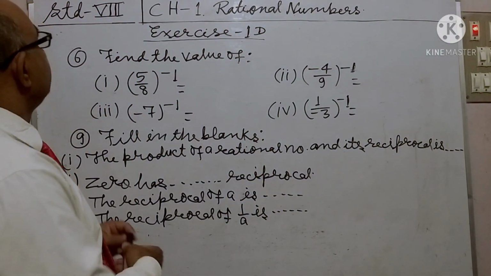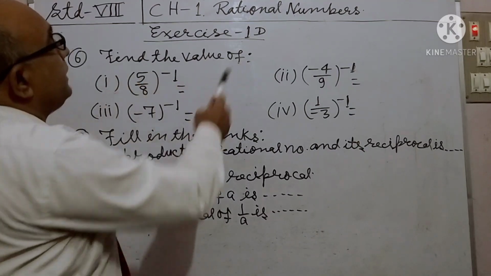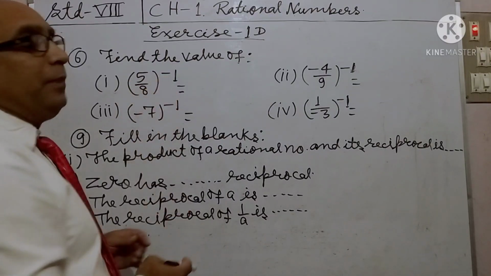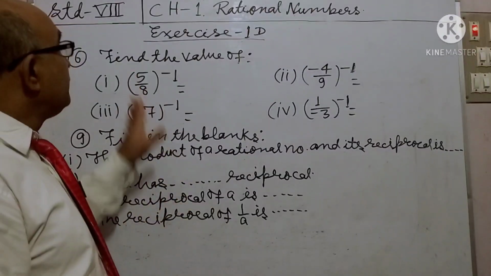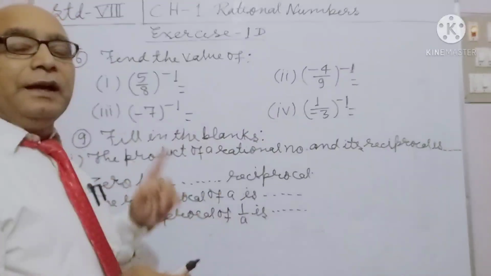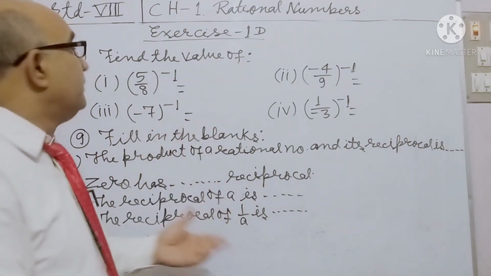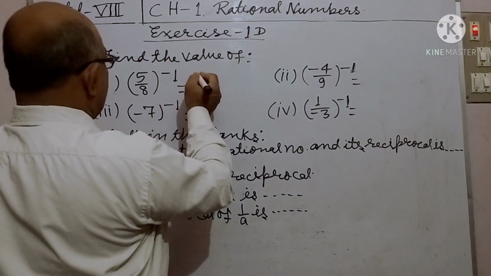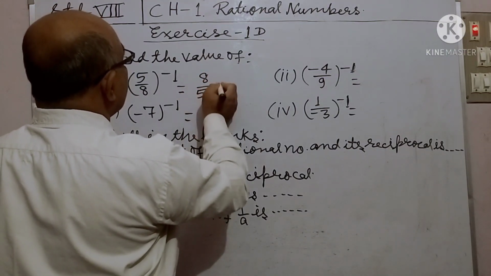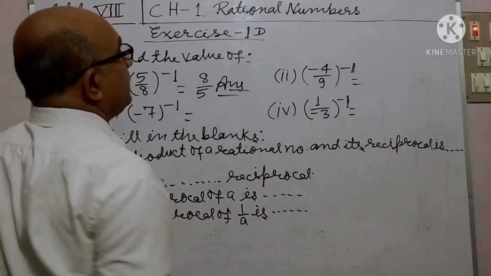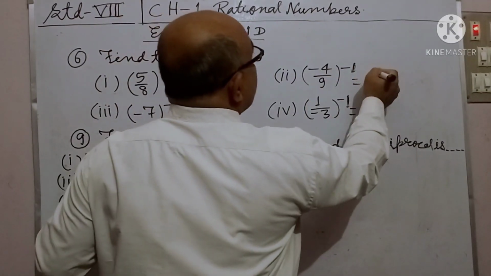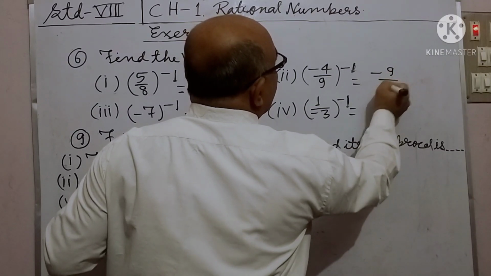Question number 6 and 9. Question number 6. Find the value of: 1, 5 by 8 to the power minus 1. It is reciprocal. We have to find the reciprocal. So 5 by 8 to the power minus 1. We know that a by b to the power minus 1 equal to b by a. So 5 by 8 to the power minus 1 equal to 8 by 5. Answer. Next, second question. Minus 4 by 9 to the power minus 1. So change into minus 9 by 4.